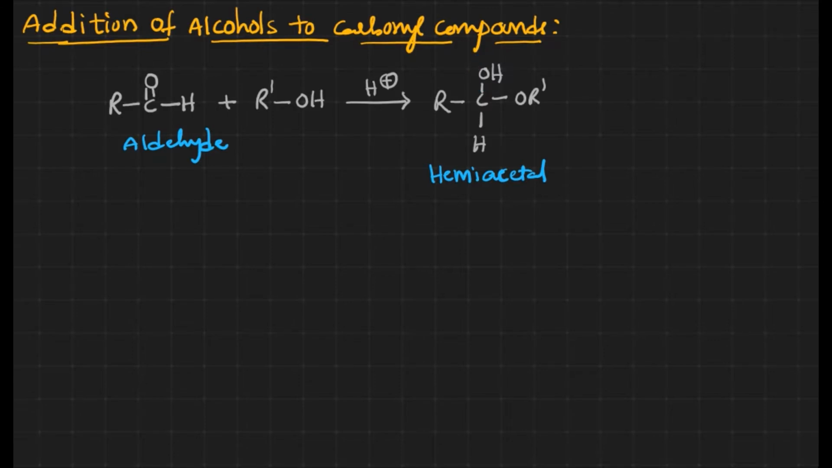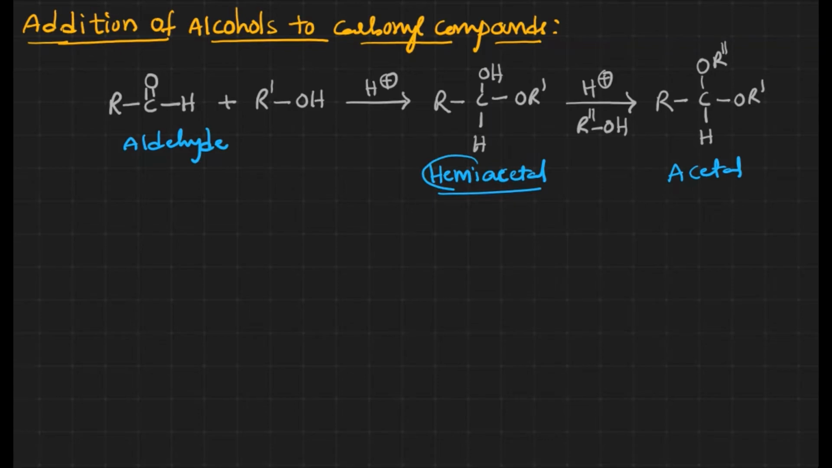Then followed by the addition of another part of alcohol, H plus and R double dash OH. This part will be eliminated, and the RO group is going to be substituted over there, giving R O R double dash and OR dash. Now what is this? It is the acetal group. This is hemiacetal, where hemi refers to the OH group, and this is acetal. Simply remember it like this.